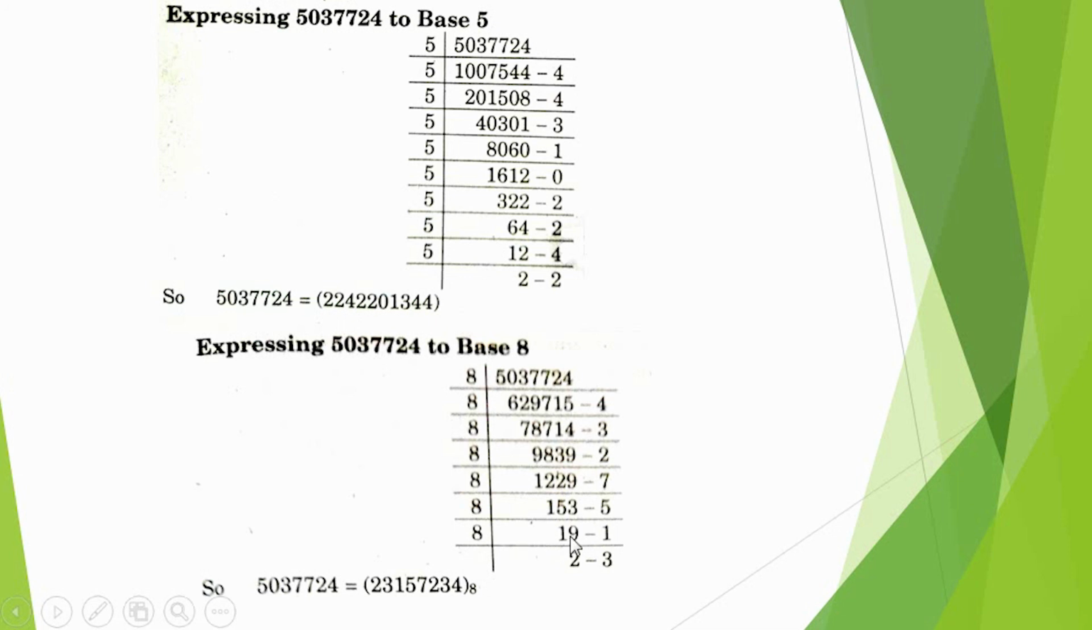Now 8 ones are 8, 2 becomes 42, 8 fives are 40, 9 becomes 29, 8 threes are 24, 5 carry. 8 ones are 8, 3 becomes 73, 8 nines are 72, 1 carry, 8 twos are 16, 3 carry. Now we write these digits in base 8.